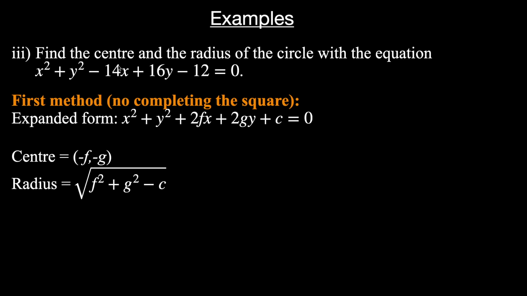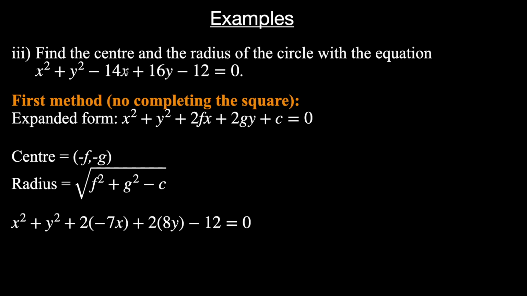So we need 2 times something x plus 2 times something y, and then with the c on the end. Well, we've already got the c, it's negative 12. So we just need to divide these numbers by 2. So let me show you what I mean. We've got x squared plus y squared, they stay the same. Then divide this negative 14 by 2, and I'm left with negative 7x.